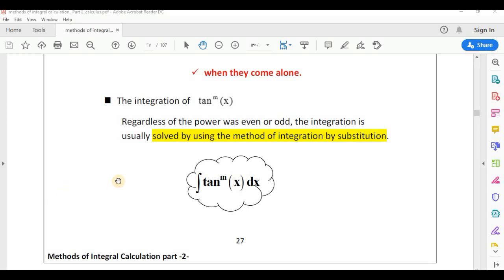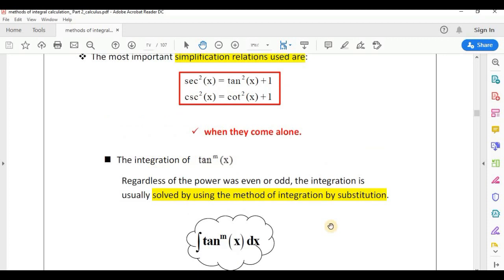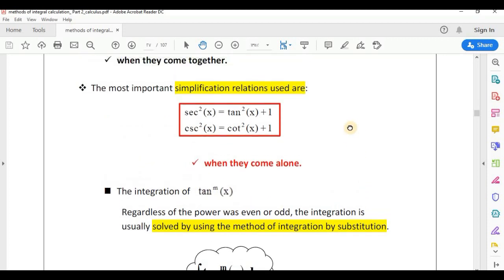In today's lecture we will discuss how to find the integral of tan when we have an odd power or an even power. The integration of tan to the power m, regardless of whether the power is even or odd, is usually solved by using the substitution method. Before we go to some practical examples, let's see this important note.